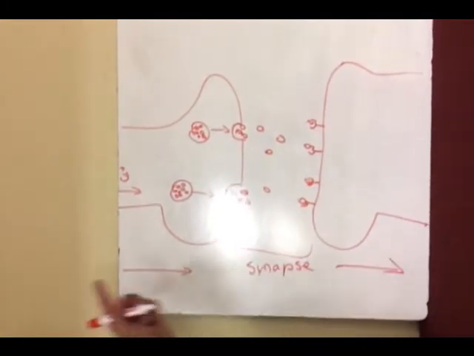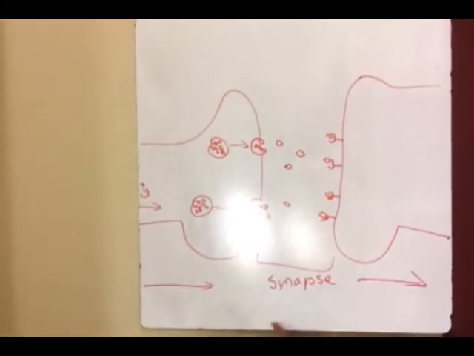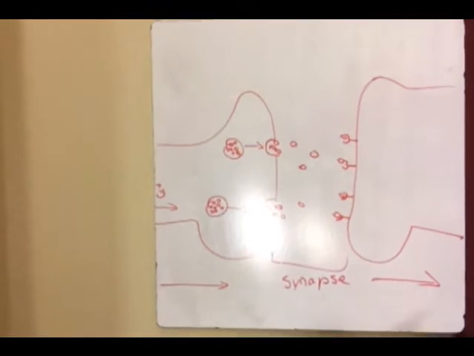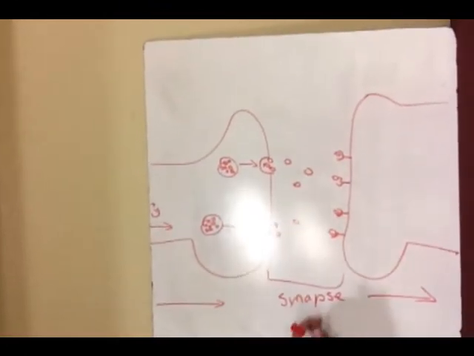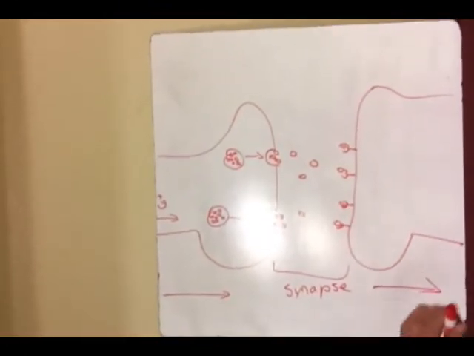So if it's an IPSP reaction, this action potential would not occur, and it would stop before it ever reached the actual other neuron. If it was an EPSP, it would be stimulated even further to make more of the reaction.